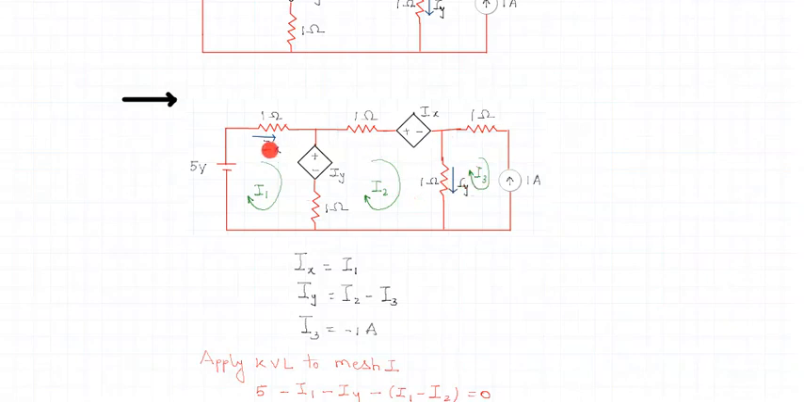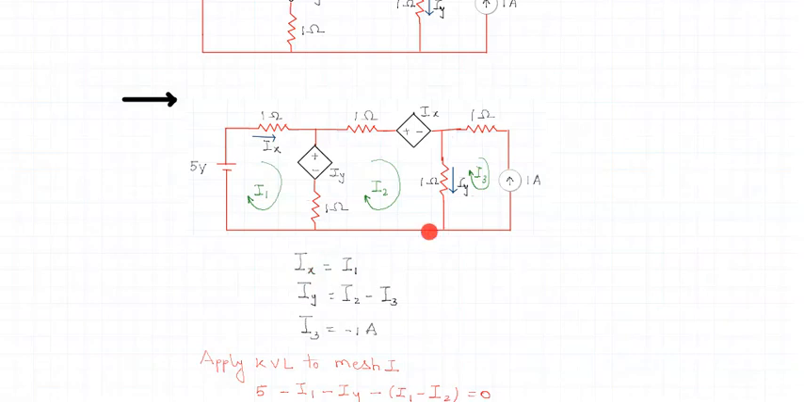Similarly, formulate an equation for Ix in terms of I1, I2, I3. What could it be? Here Ix is the current flowing through the 1 ohm resistor. The only current flowing through that 1 ohm resistor is I1, and hence Ix is only a function of I1. So Ix is nothing but I1. So we got Ix, we got Iy.